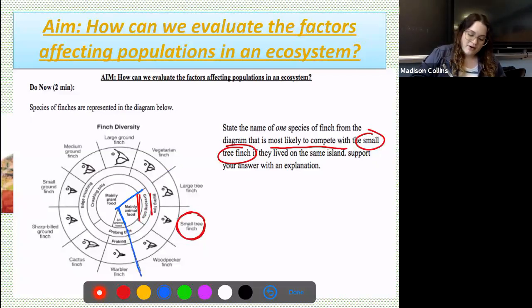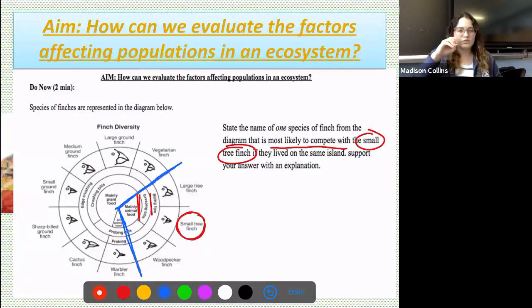Now, think about what animals are going to compete with our small tree finch. What do you think they're going to be competing over? Pause this video, write down what you think, and then press play when you're ready to find out.